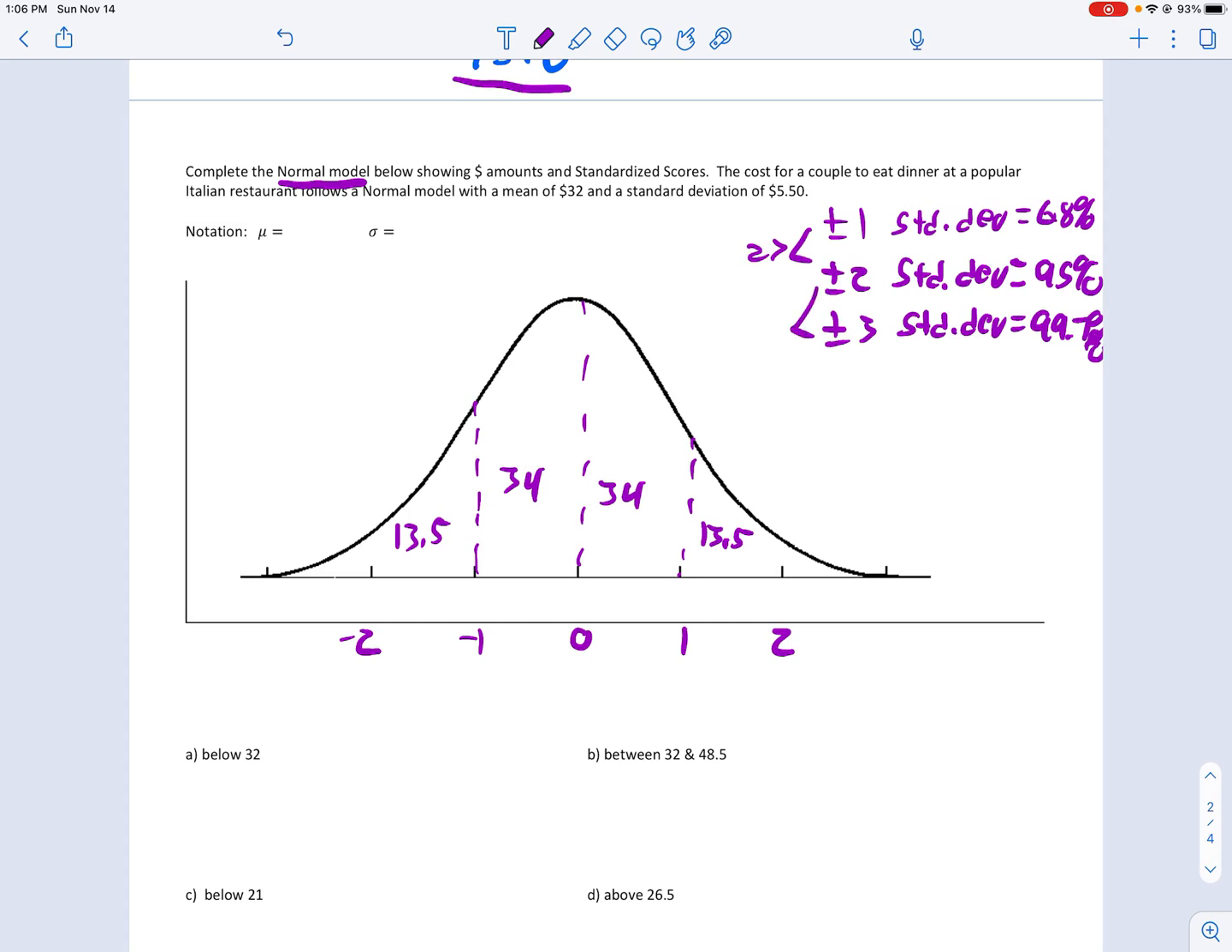So that goes up by your 4.7. So this would be 2.35, 2.35. And what's left, because it should be 100%, is 0.3. So out here is 0.15, 0.15.